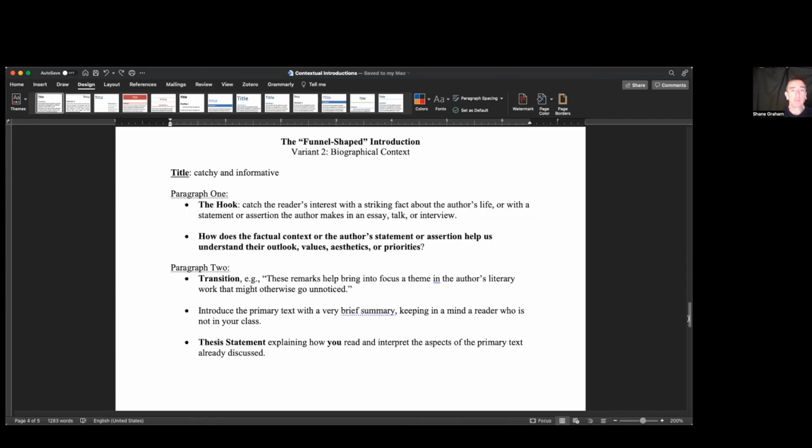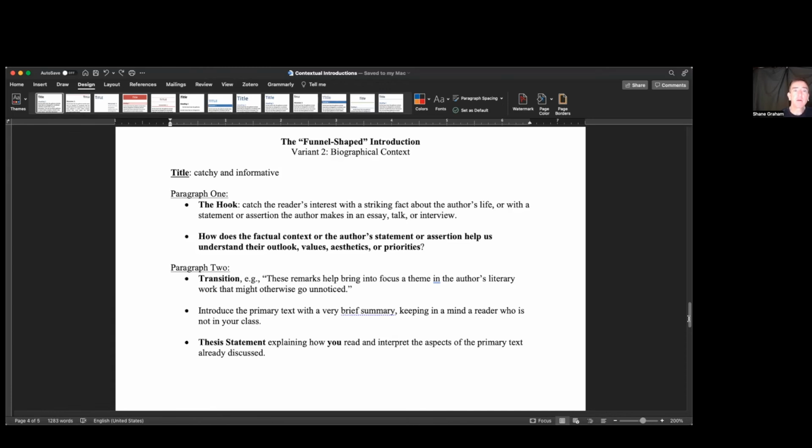And this is what I'm calling the biographical contextualizing introduction. Again, starting with that catchy and informative title, and then the first paragraph begins with a hook, and this might be some striking fact about the life of the author, or it might be a statement or an assertion the author makes in an essay, a talk, or an interview. I often require my students in my upper division literature classes to write an essay that incorporates an essay or an interview with the author. And this is a great way to use that material to simultaneously contextualize what you're about to say about some literary text by that author.